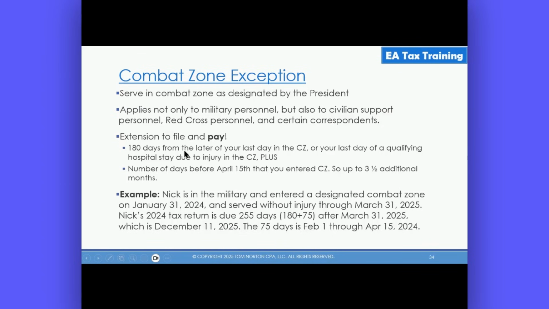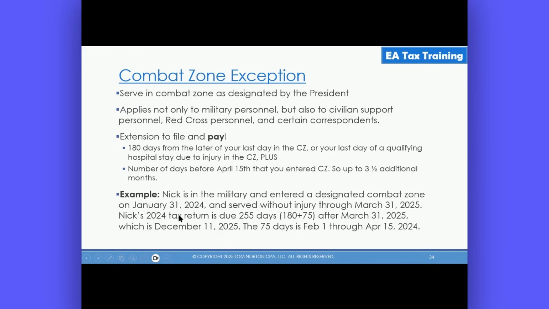And here is how you determine the length of time that they have. They get a combination of these two things. They get 180 days from the later of their last day in the combat zone or their last day of a qualifying hospital stay due to being injured while in the combat zone, plus the number of days before April 15th that they entered the combat zone. So it could be up to 3.5 additional months.